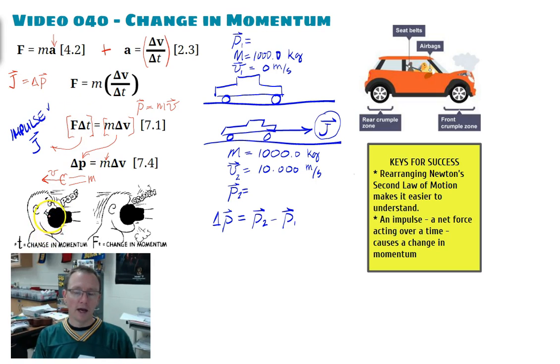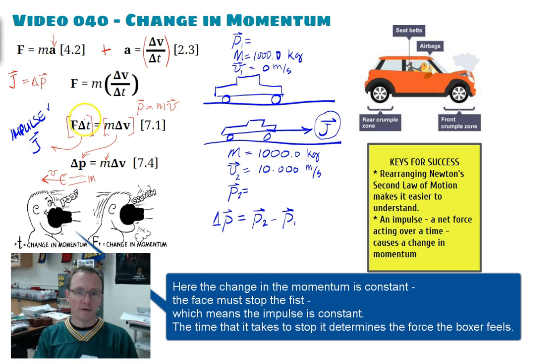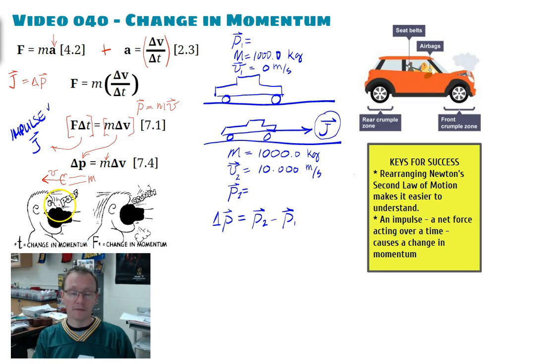So as you move your head back, you have to change the momentum a certain amount, but you can do it in a longer period of time. And so as this delta t gets bigger, we know that the F gets smaller because we still have to change the same momentum here. The fist still has to go from its velocity to a stopped position. And so as a result, by changing the amount of time, by backing up your face, you decrease the amount of force. And so it doesn't hurt as bad.